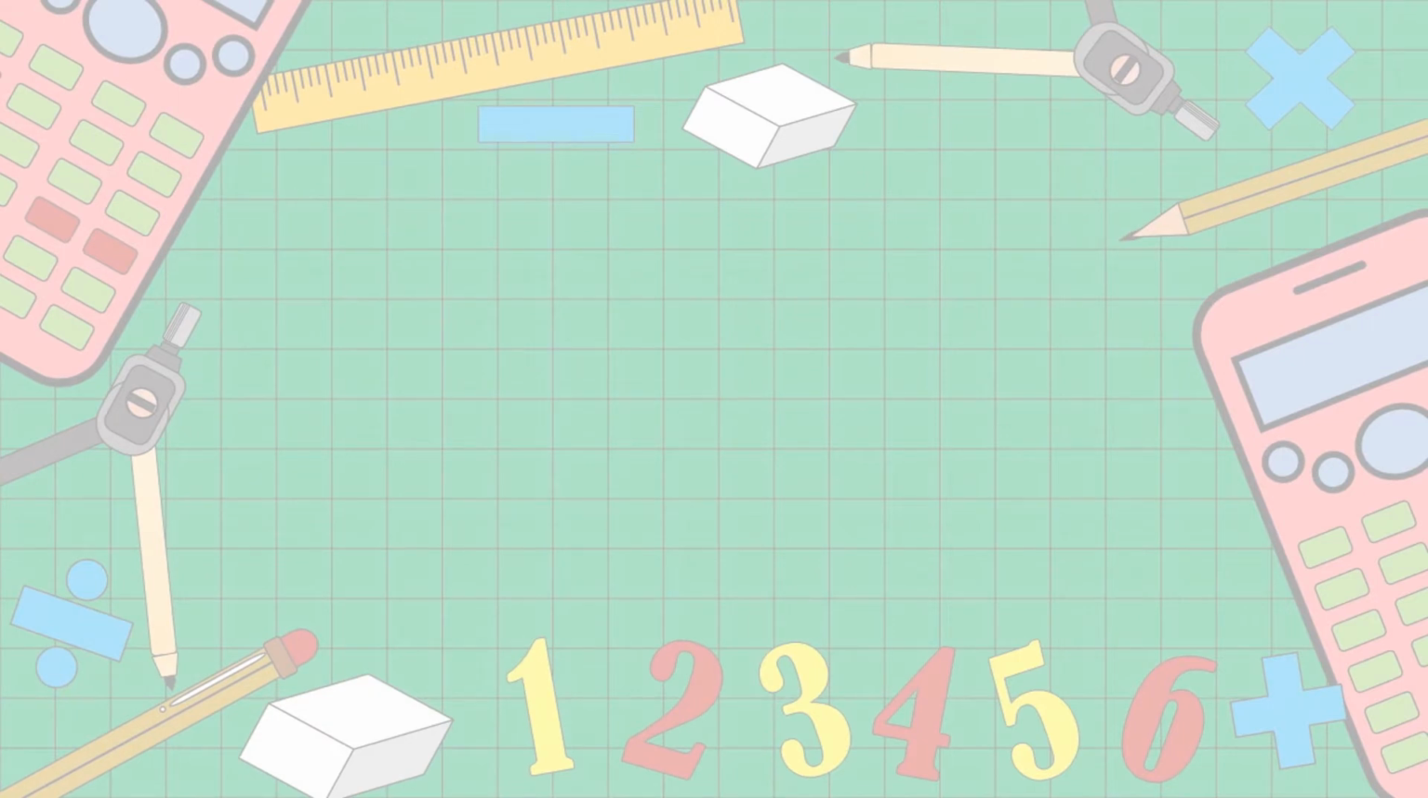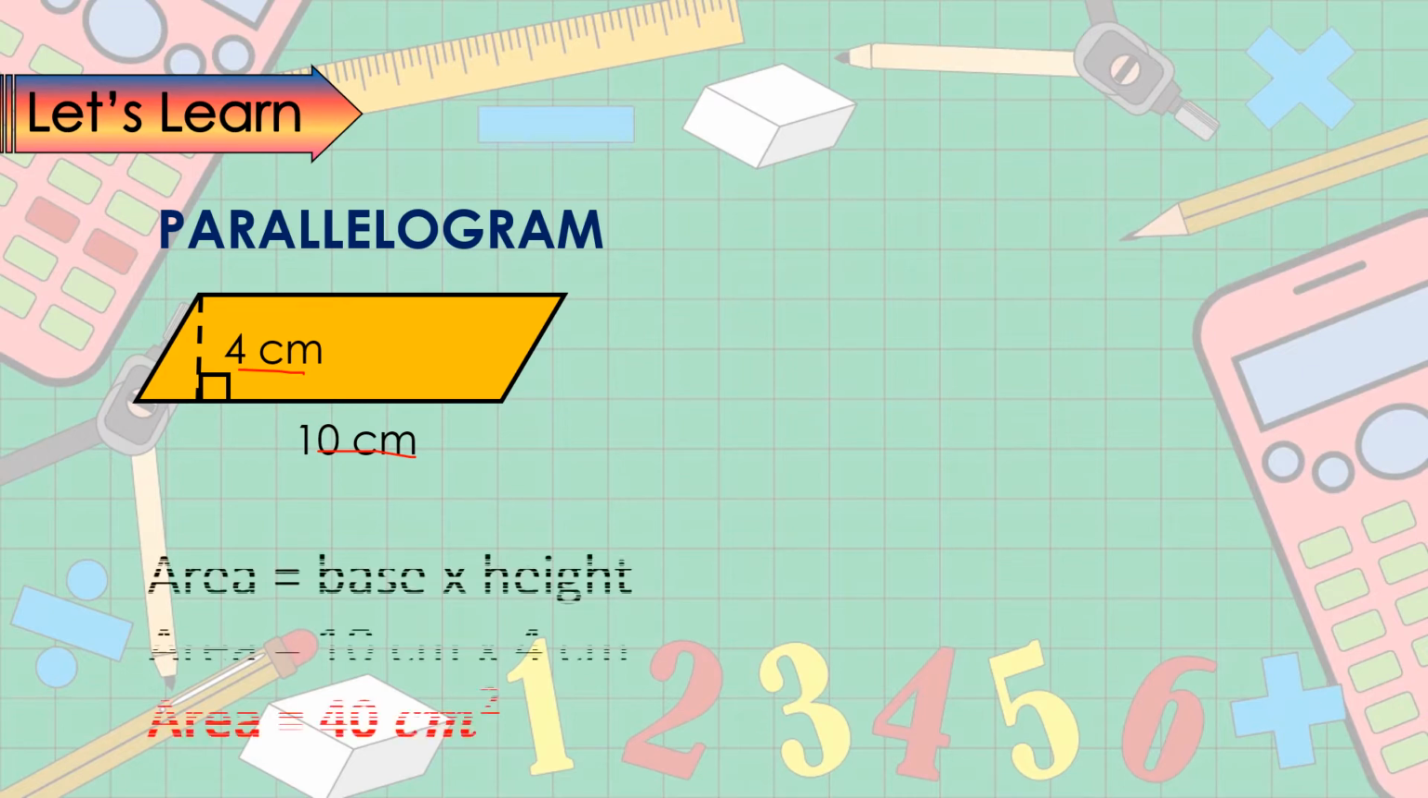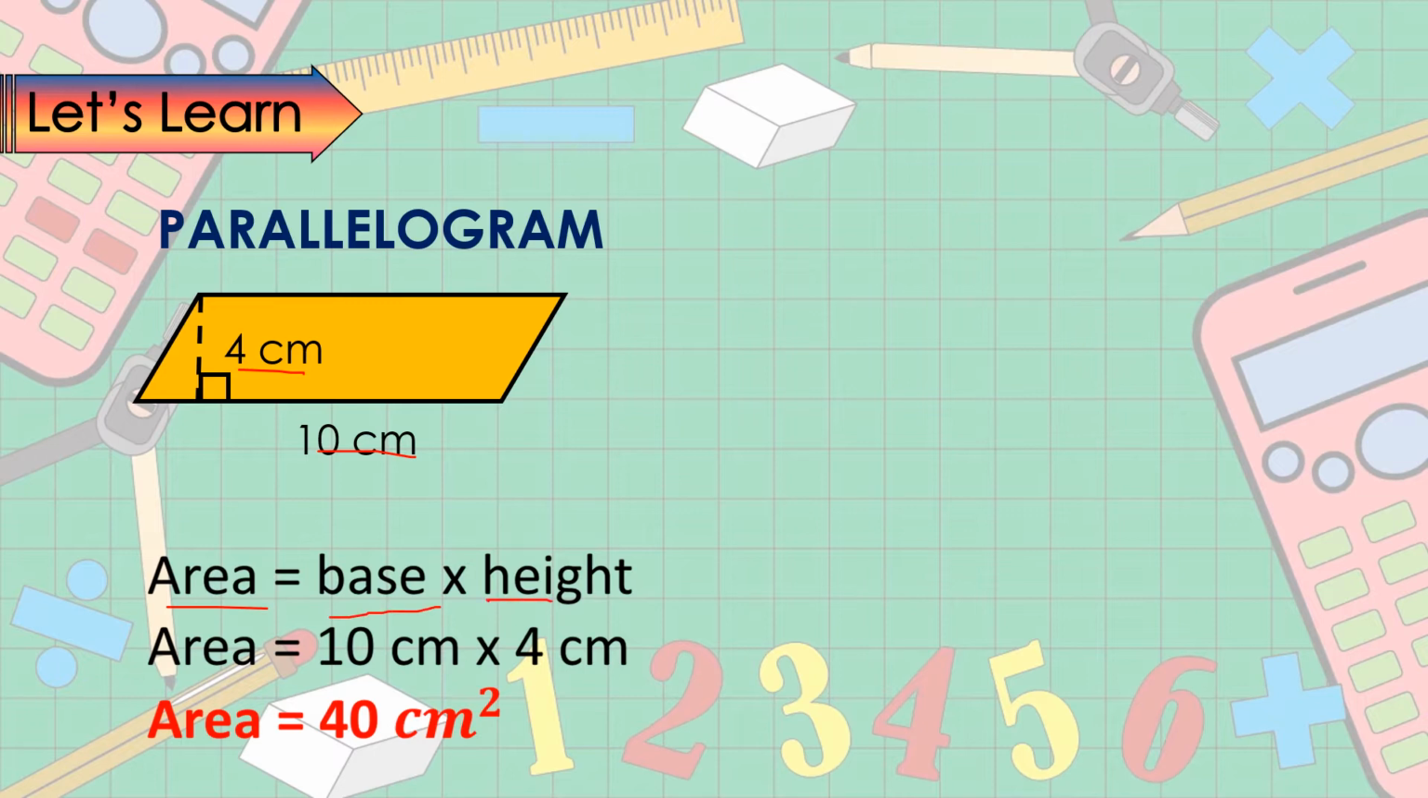So let's proceed to the other examples of geometric figures. Let's have a parallelogram. This parallelogram has measurements of 4 centimeters and 10 centimeters. Given the formula of a parallelogram, area is equivalent to base times height. We substitute the values: for the base, we have 10 centimeters, and for the height, we have 4 centimeters. We simply multiply: 10 centimeters times 4 centimeters. We have an area of 4 centimeters square.